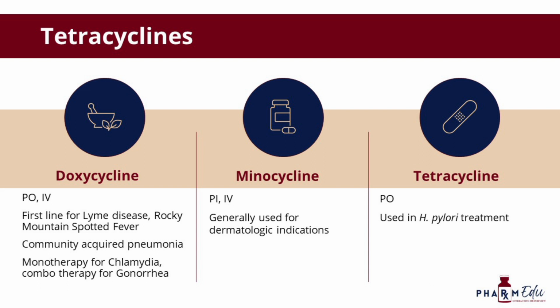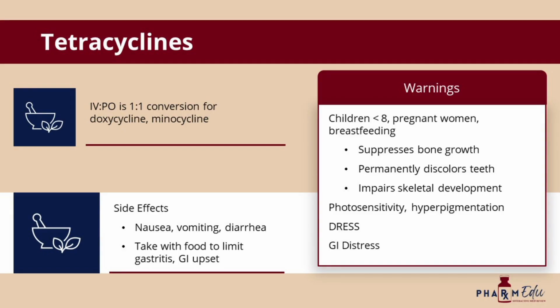Minocycline is available orally and IV and is generally used for dermatologic indications, and tetracycline is available orally and is used in H. pylori treatment. The IV to PO conversion is 1:1 for doxycycline and minocycline. Some warnings include children who are less than 8, pregnant women, or those who are breastfeeding should avoid tetracyclines, as this can suppress bone growth, permanently discolor teeth, and impair skeletal development.